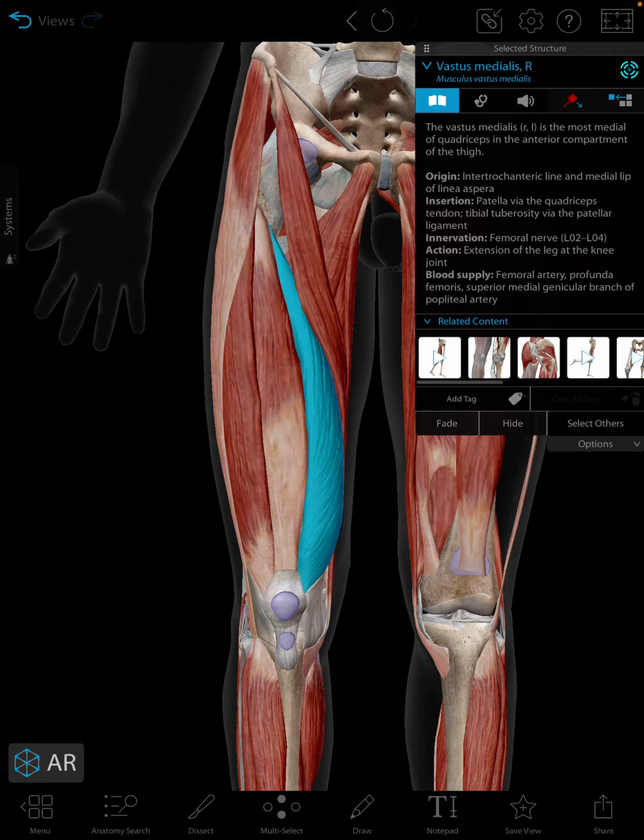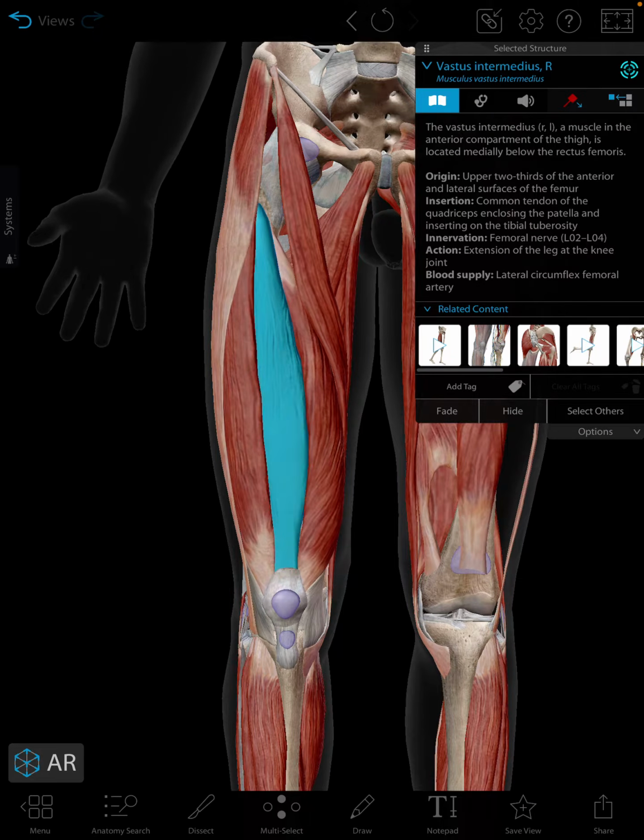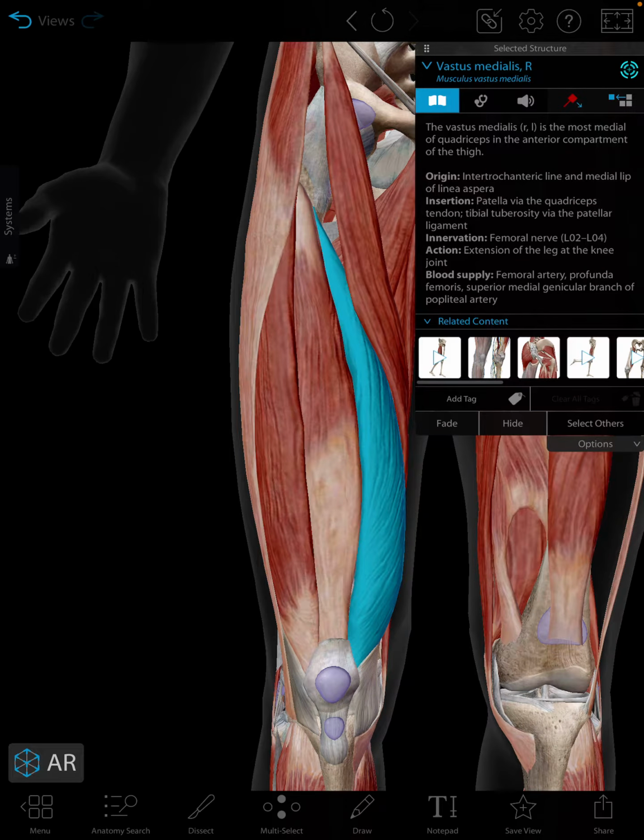If you extend your leg at your knee and flex your quads, you should feel, and you can generally see, the vastus medialis contracting relatively easily. So the rectus femoris, and then the vastus lateralis, intermedius, and medialis, these make up our quadriceps muscle group, okay?